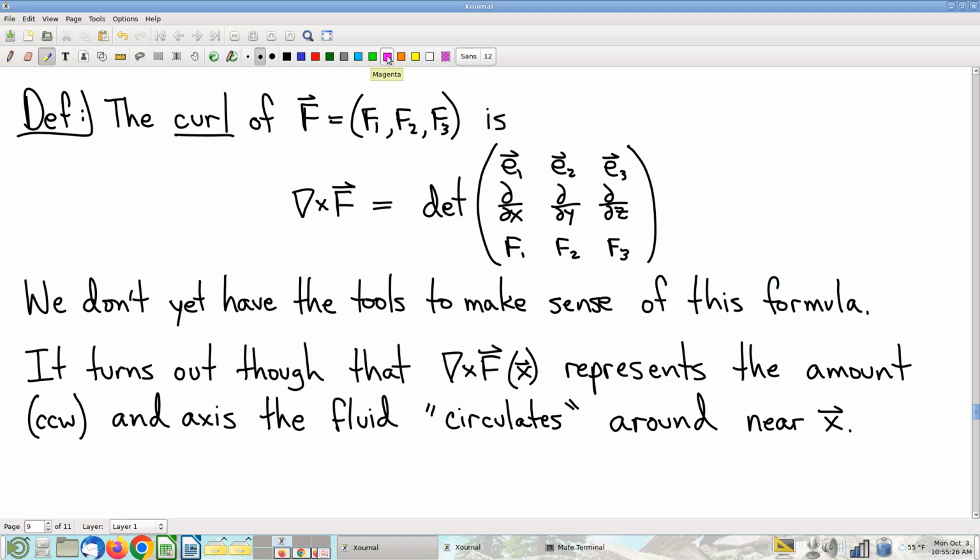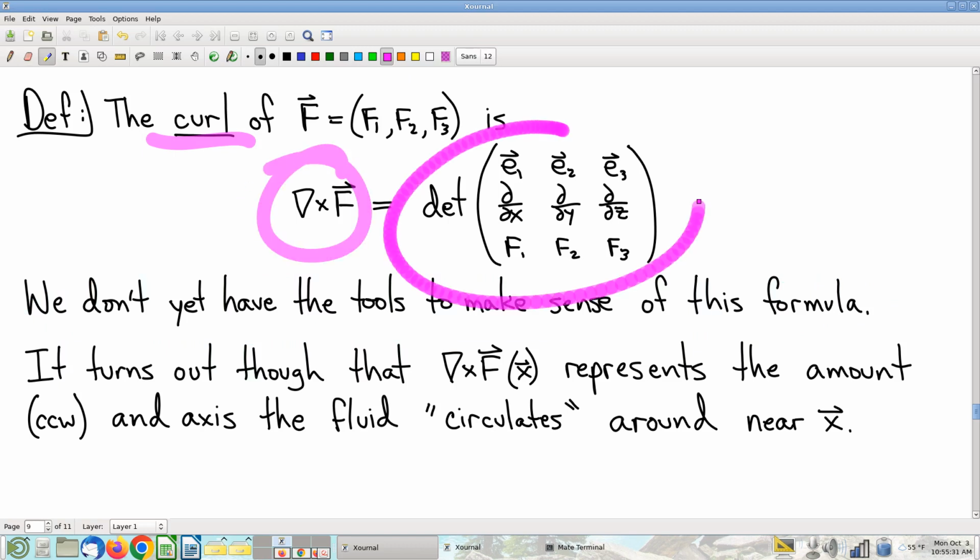It's this thing called curl. And the curl is defined by this formula. And this is another symbolic formula, right? It's a determinant of what looks like a matrix, but it isn't, because the stuff in there isn't what's supposed to be inside of a matrix. So another abusive notation, but very convenient, very useful, very broadly used. And so heads up that you are going to see this, even though it's a little bit sketchy. It's a very common and very convenient notation.